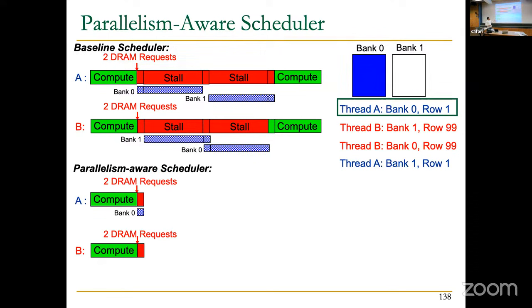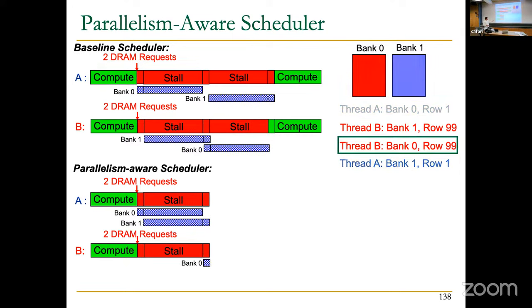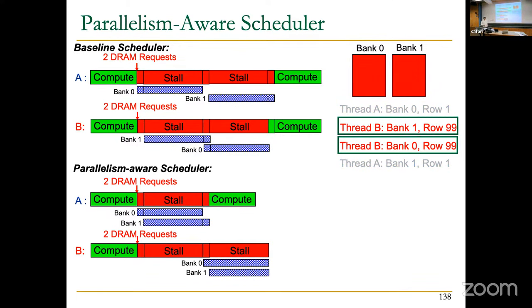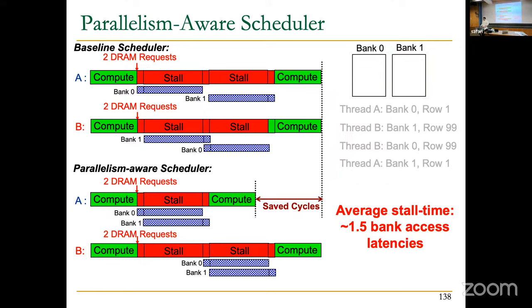Once it schedules the first request, it will prioritize thread A's request to the other bank, right? This way, thread A stalls only for almost one bank access latency, as you can see here. So thread A can continue computing at this point. Thread B suffers from additional latency, right? This is the latency it suffered from in the original case, when it was run along with A in a system where we don't have a thread aware memory scheduler. So in doing so, we reduced the total stall time for thread A significantly. And the average stall time for both threads is 1.5 bank access latency. So we increased system throughput, hopefully.